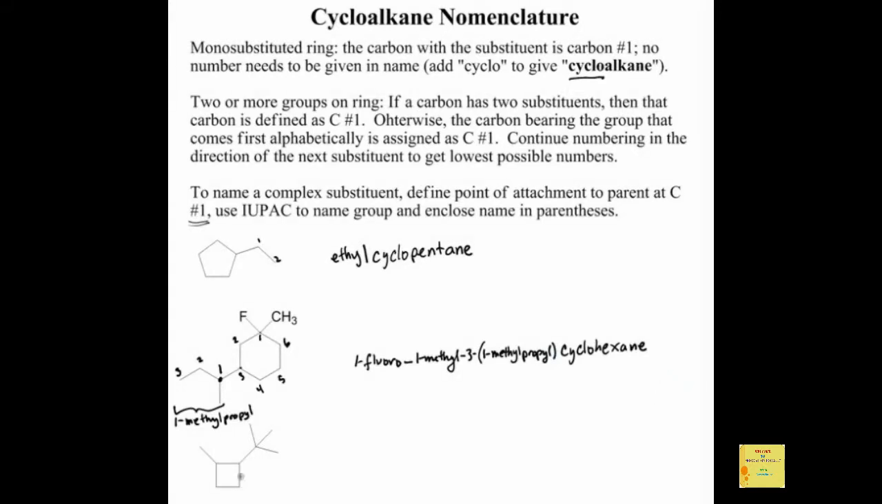Okay, how about this last case? We have a 4-membered ring. We call that cyclobutane. And here we have 2 groups. And we have to decide now which one should be carbon 1. Because we could either have 1,2 or 1,2. We would get the same set of numbers either way that we numbered it. So in that case, what we do is the carbon bearing the group that comes first alphabetically is assigned number 1. So that way the substituents are listed alphabetically and the numbers are listed in an increasing order.